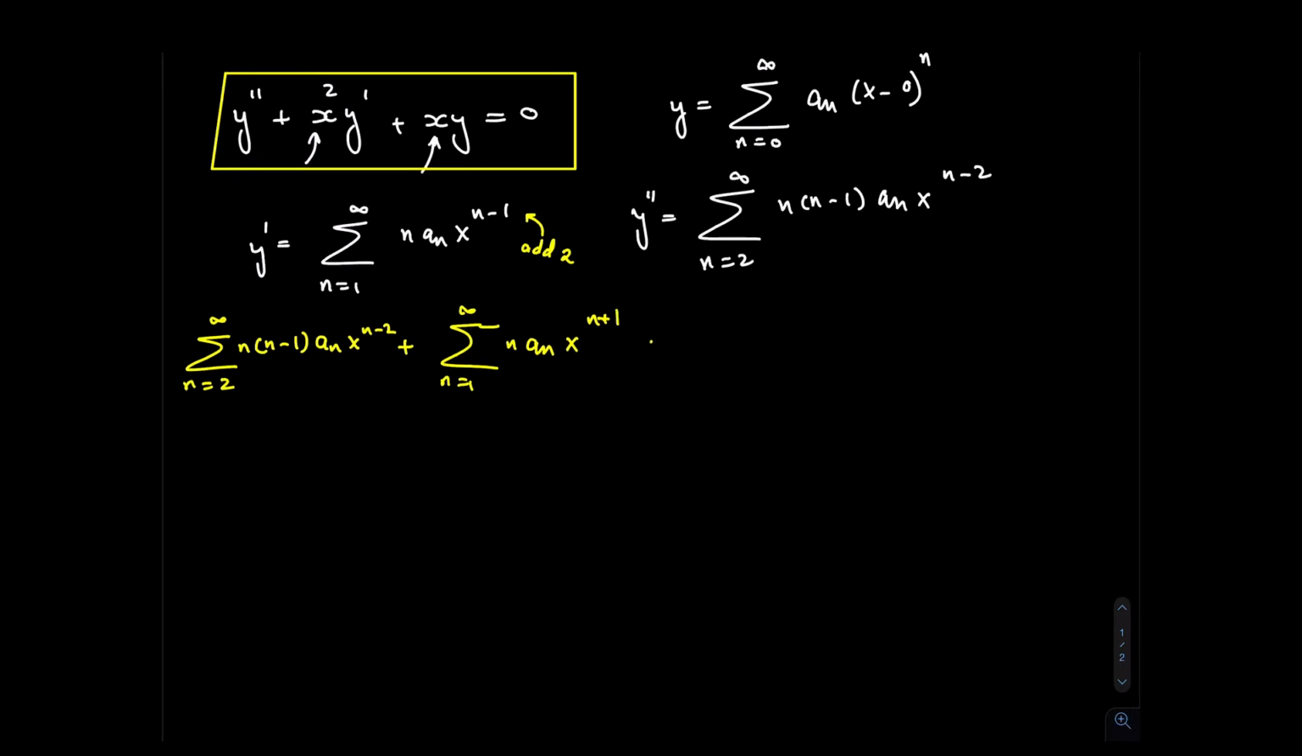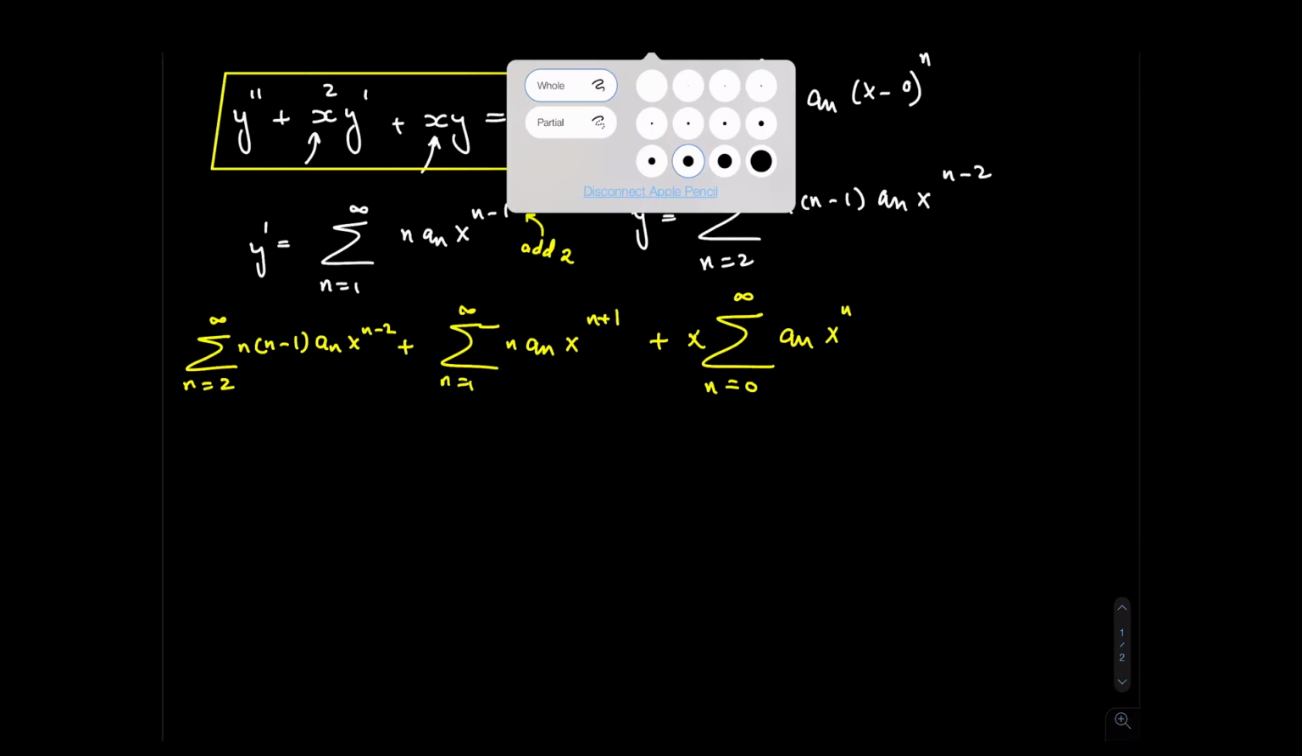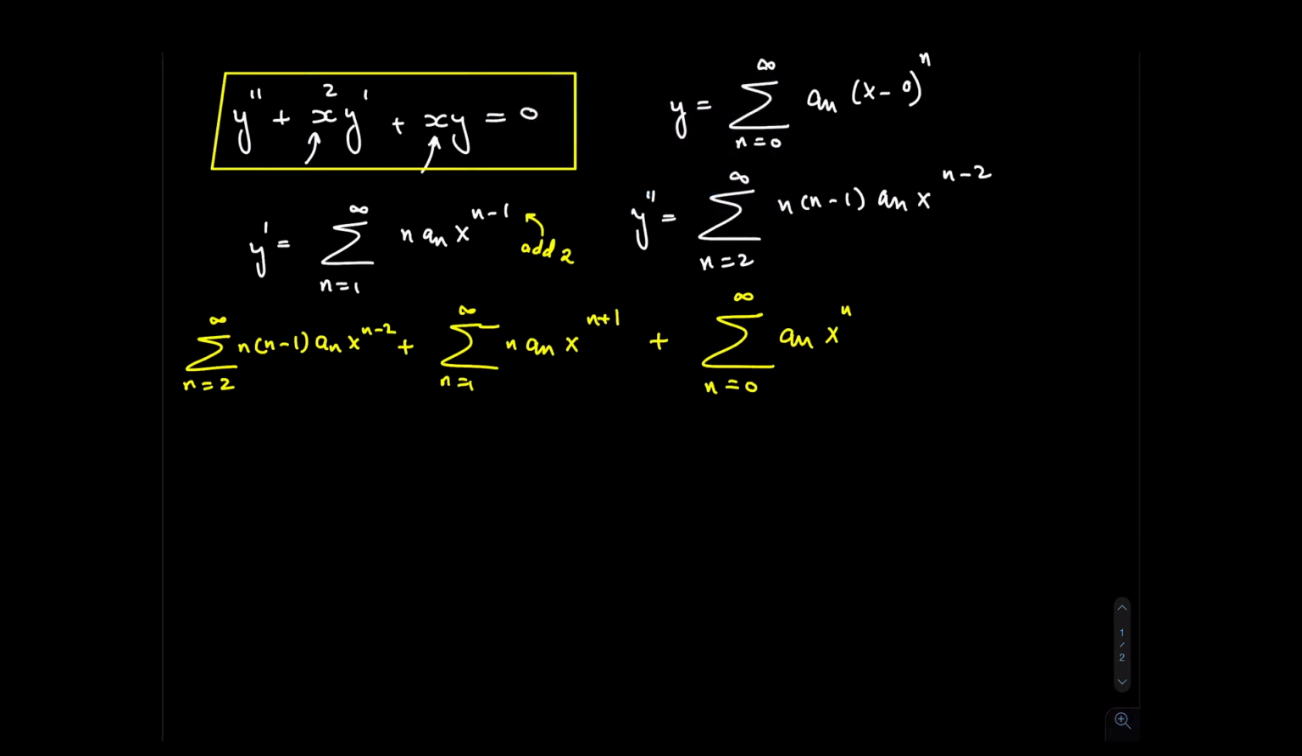And then plus xy, so again, I'll write the y, which is the summation from n equal to 0 to infinity of a_n x to the n, but there's an x right next to it. There's an x here that has to get multiplied to the x on the inside. So that power just becomes n plus 1, because it's just one x there. And that's equal to 0.